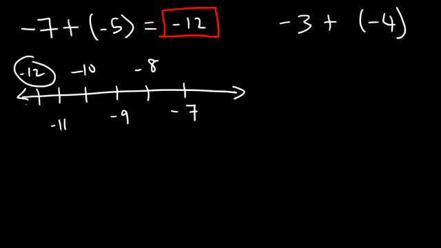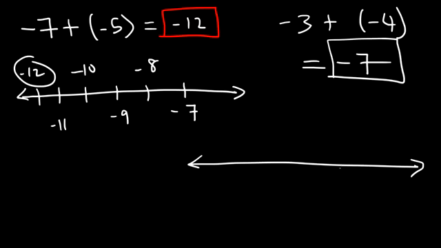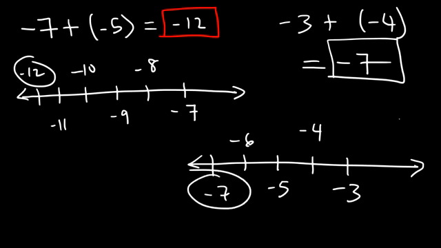So that's our answer. Now, if 3 plus 4 is positive 7, negative 3 plus negative 4 is equal to negative 7. But now let's start with negative 3, and let's add negative 4 to it. So let's travel 4 units to the left. So this is negative 4, negative 5, negative 6, negative 7.